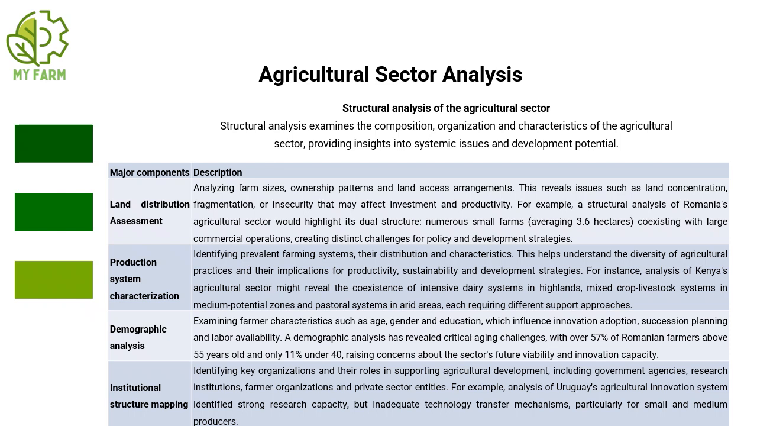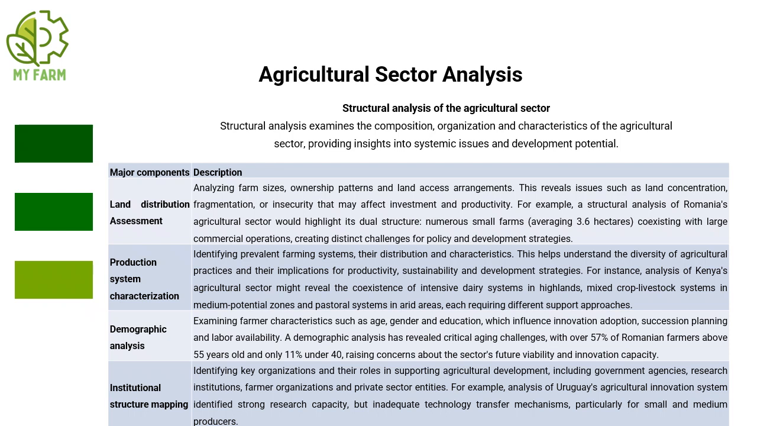Demographic analysis examines farmer characteristics, including age, gender, and education. Romanian agriculture faces critical aging challenges, with over 57% of farmers above 55 years old and only 11% under 40, raising concerns about future viability and innovation capacity.